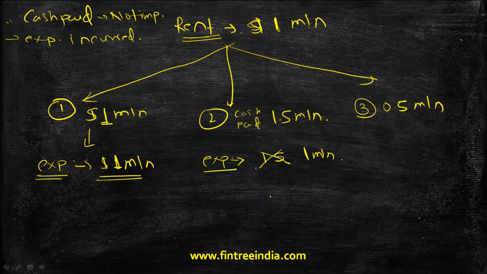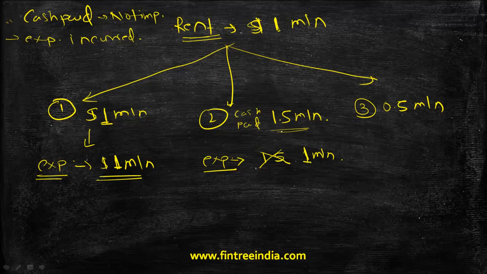So no matter what is the amount of cash that we paid in this year, we have consumed the services worth 1 million, we have occupied the property, and the charges towards that occupation was 1 million. So even though we've paid 1.5 in cash, our expenditure in this year is going to be only 1 million.